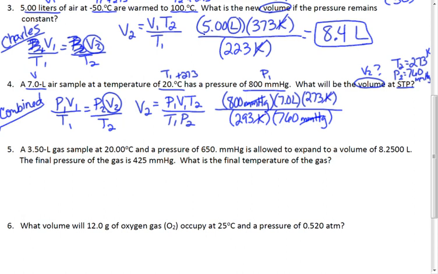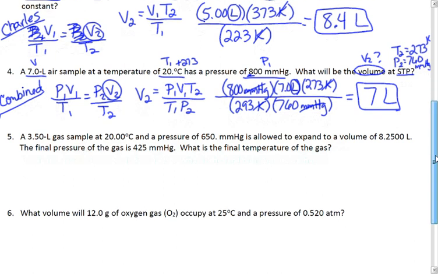And so when everything reduces, we're left with liters. And if we round this to only one significant figure, because of this 800 right here, we end up with volume 2 equal to, again, 7 liters. It's really about 6.8, but because we can only have one significant figure, it rounds to 7.